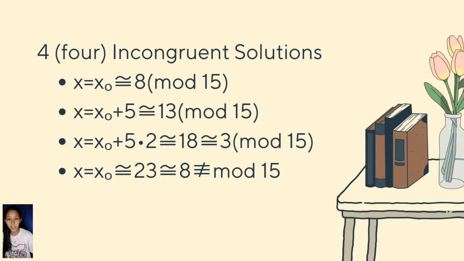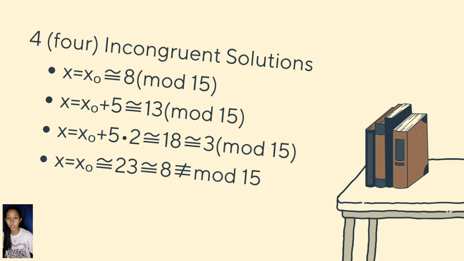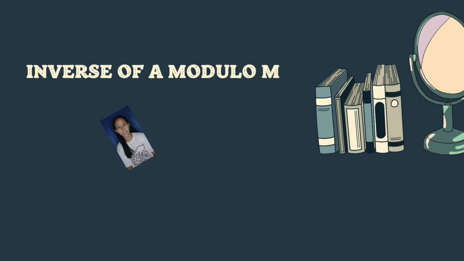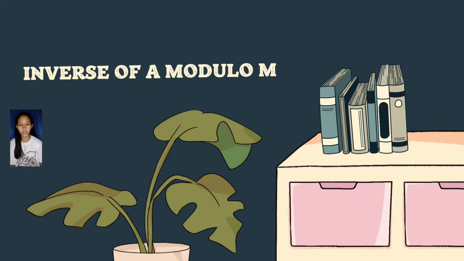Kaya, hindi naman kasali talaga yung x is equals to x sub 0 is congruent to 23 is congruent to 8 because it is not congruent or incongruent in mod 15. So next is inverse of A modulo M.